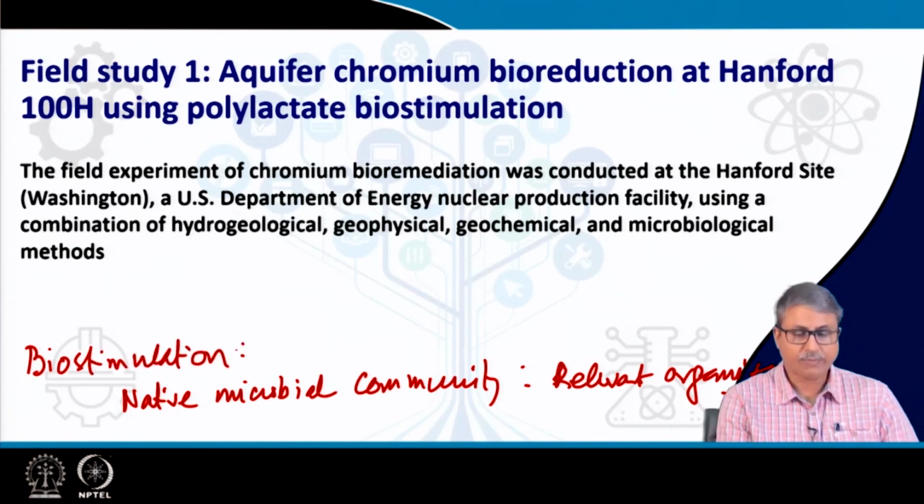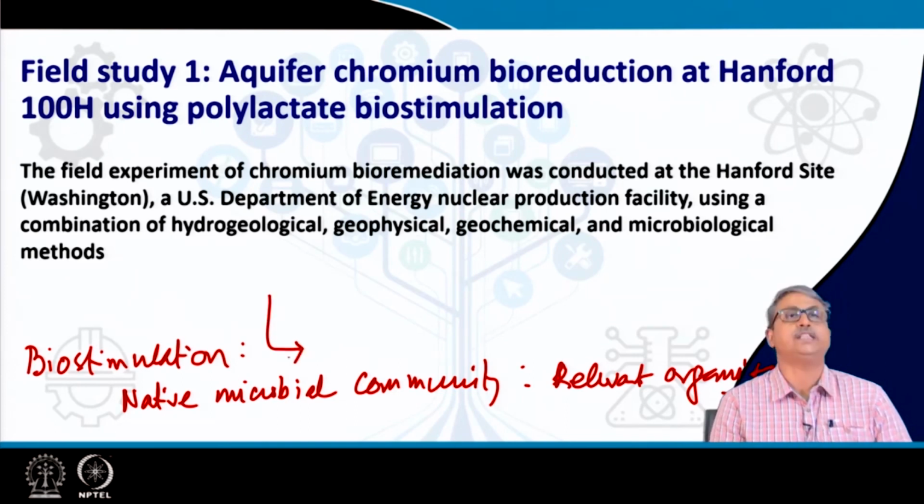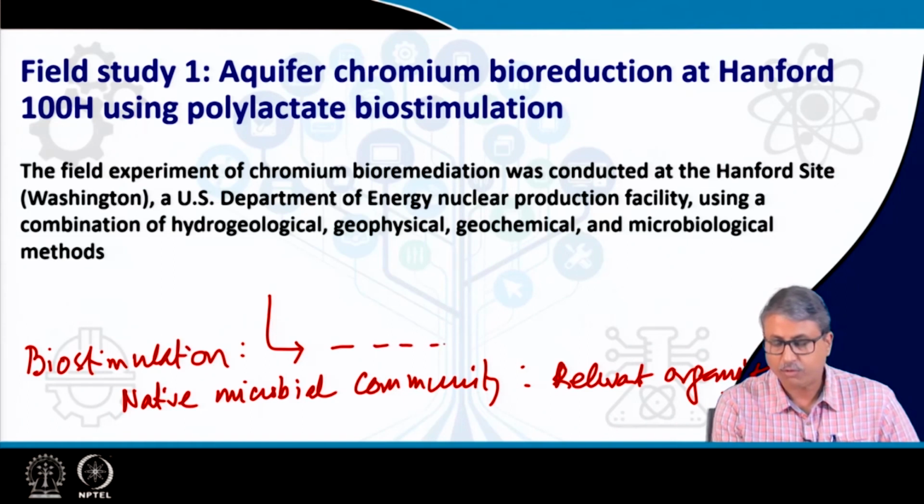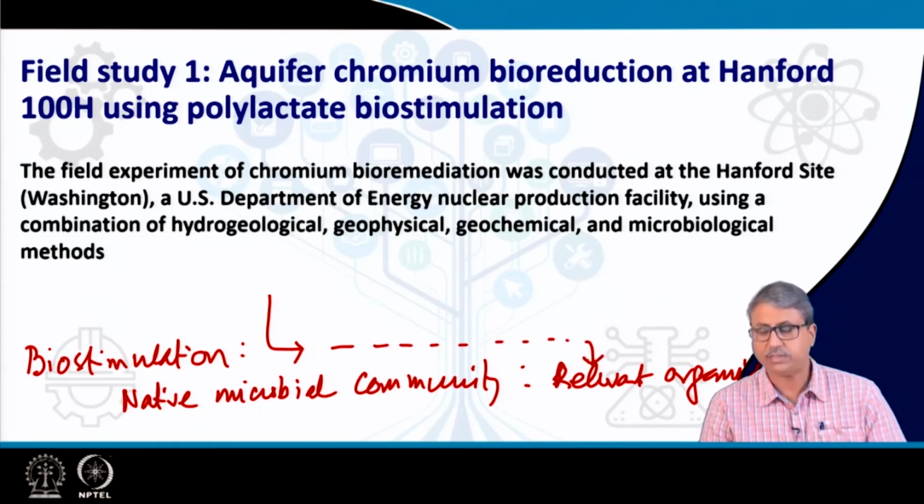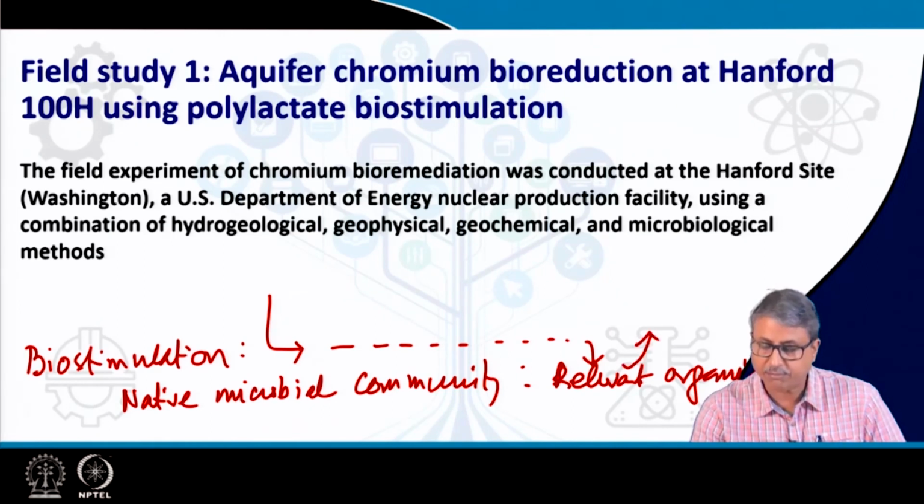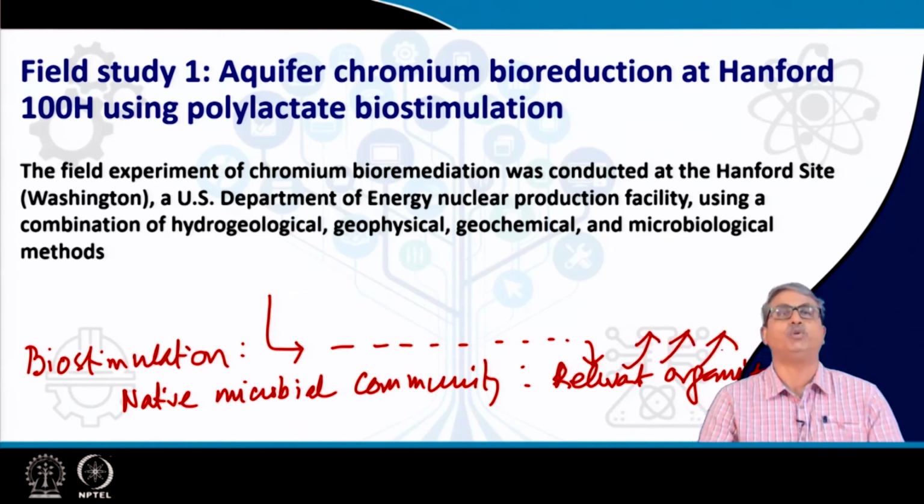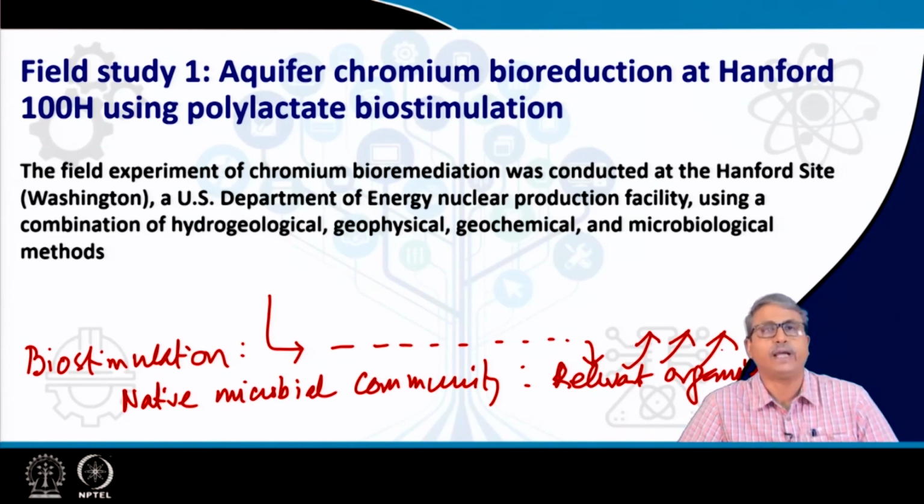So, what is biostimulation? We add external agents which diffuse and act on the relevant organisms and encourage them. They allow them to proliferate more, they allow them to function more aggressively, and in a simple sentence, the relevant organisms are enhanced. This biostimulation can be done by adding sometimes an electron acceptor, sometimes an electron donor, sometimes carbon sources, or even by adjusting the pH or the redox conditions.